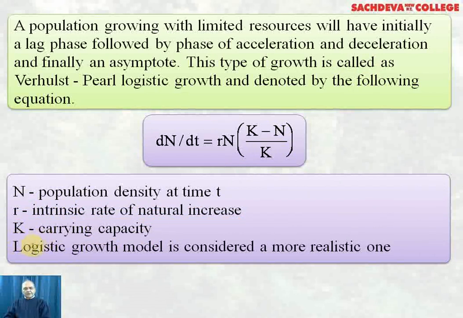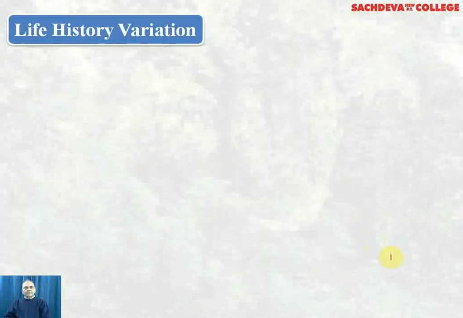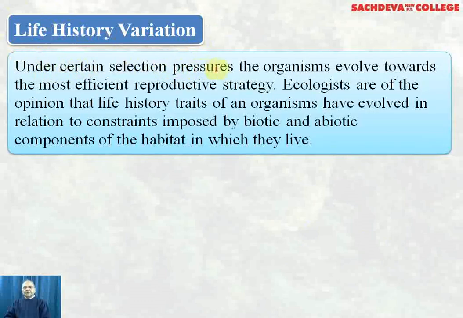Here I would like to tell you that the logistic growth model is considered to be a more realistic one as compared to exponential growth. Life history variation. Under certain selection pressure, the organism evolved towards the most efficient reproductive strategy.